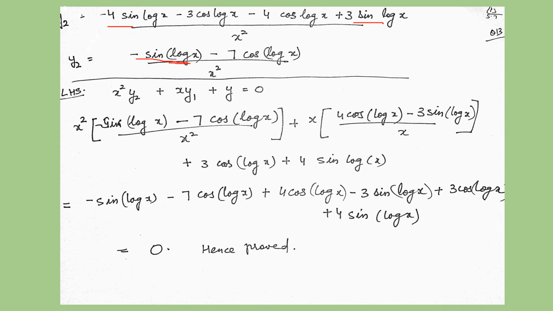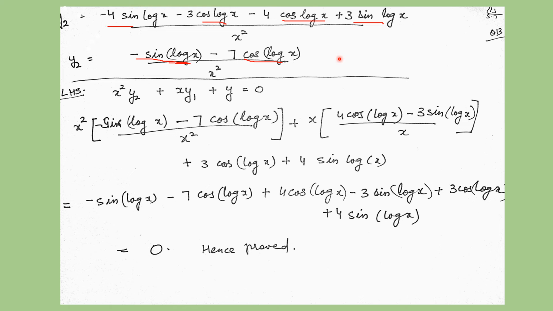Okay, and here is minus 3 cos of log of x, and here it is minus 4 cos of log of x, and your answer will be minus 7 cos of log of x. So y2, this is d square y upon dx square, the second order derivative, you get minus sine log of x minus 7 cos log of x whole upon x square. So what we did was we calculated y1, which is dy by dx, and also we calculated y2, which is d square y upon dx square.